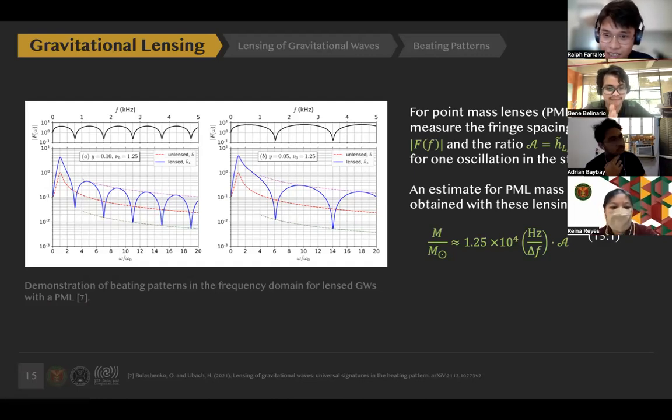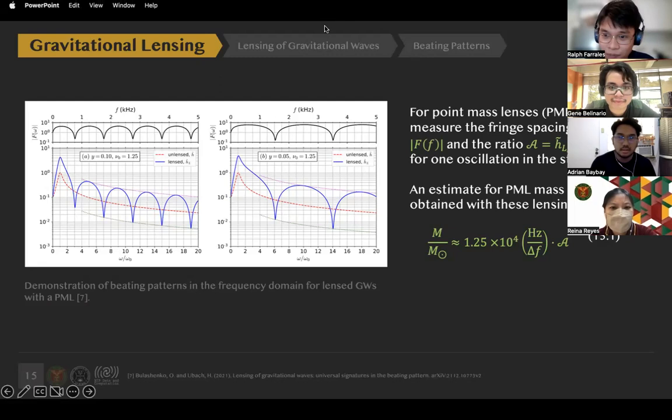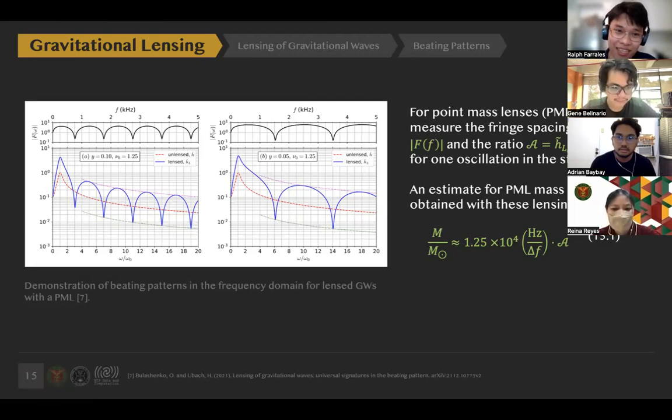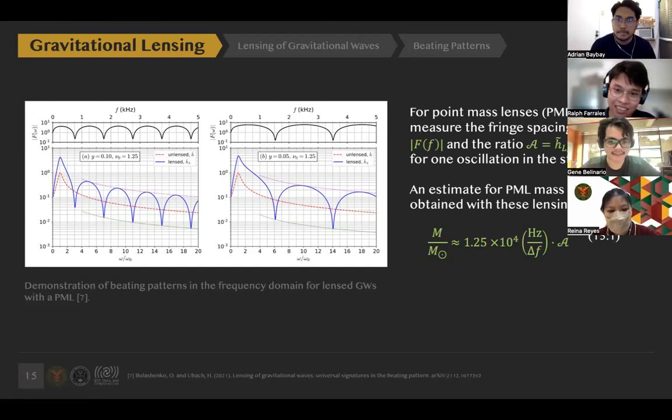Maybe my first question is, are gravitational waves the only thing affected by these SIEs and PMLs? I'm thinking any object passing through these will have its trajectory bent. Is that accurate? Yes. Those lenses will not only affect gravitational waves, they will also affect all other electromagnetic waves, so light.